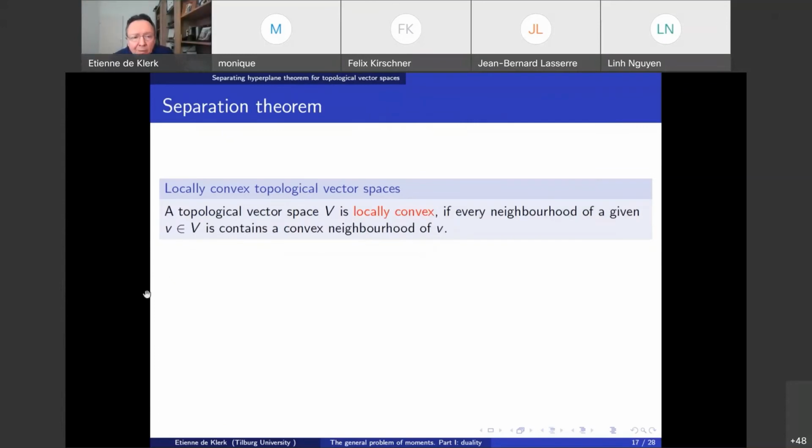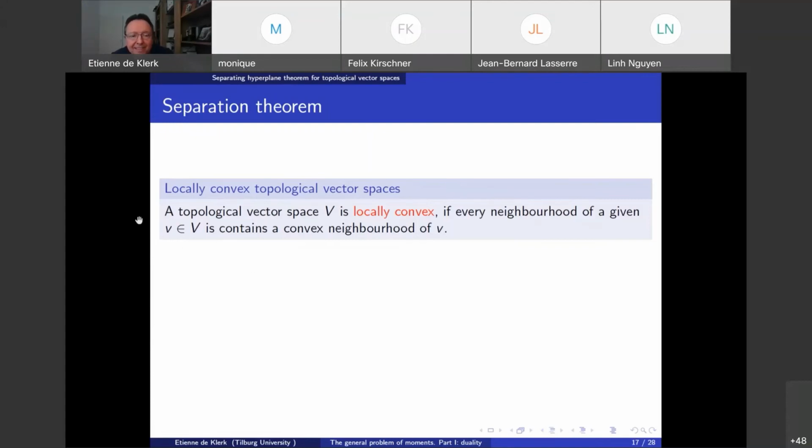Okay, so now finally we can talk about separating hyperplane theorems, and the only thing is that we don't yet have enough structure on our topological vector spaces.